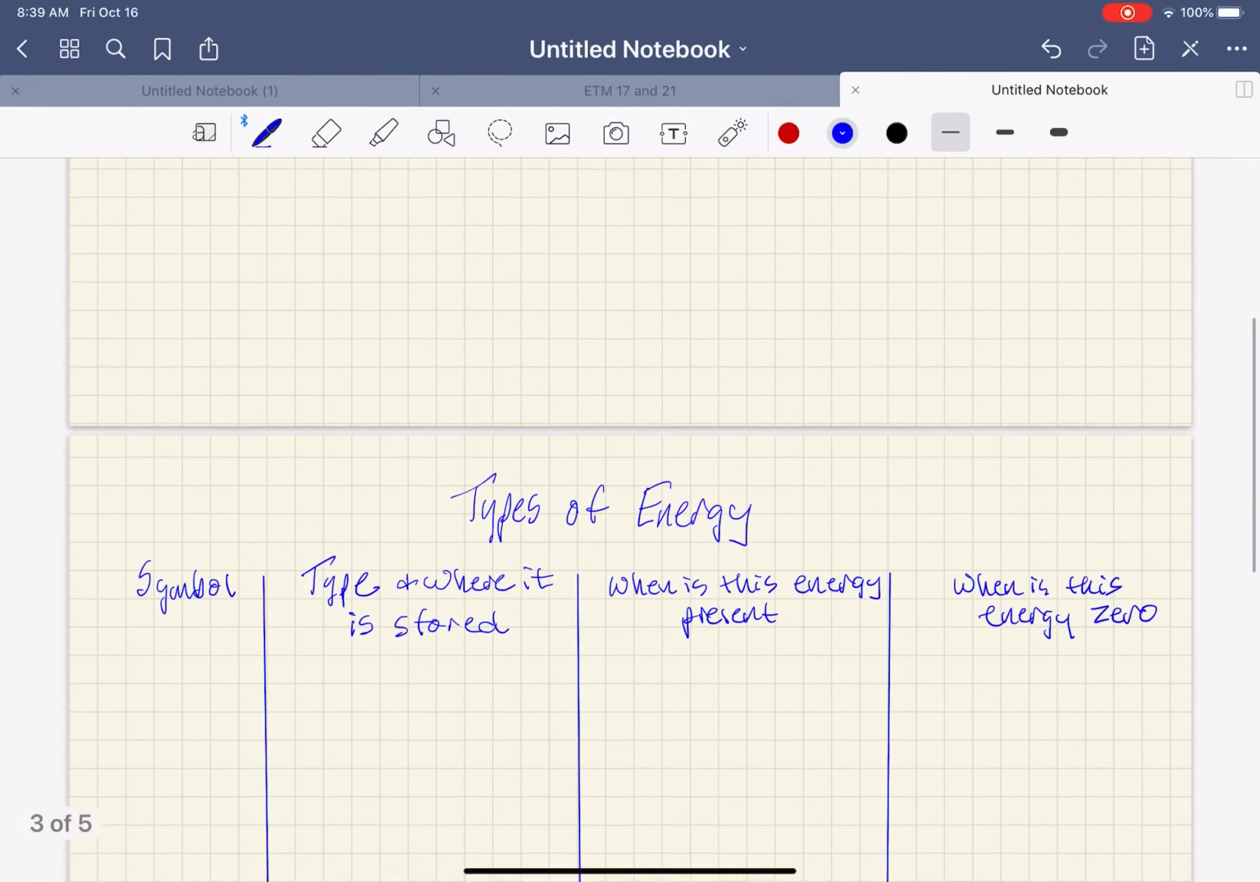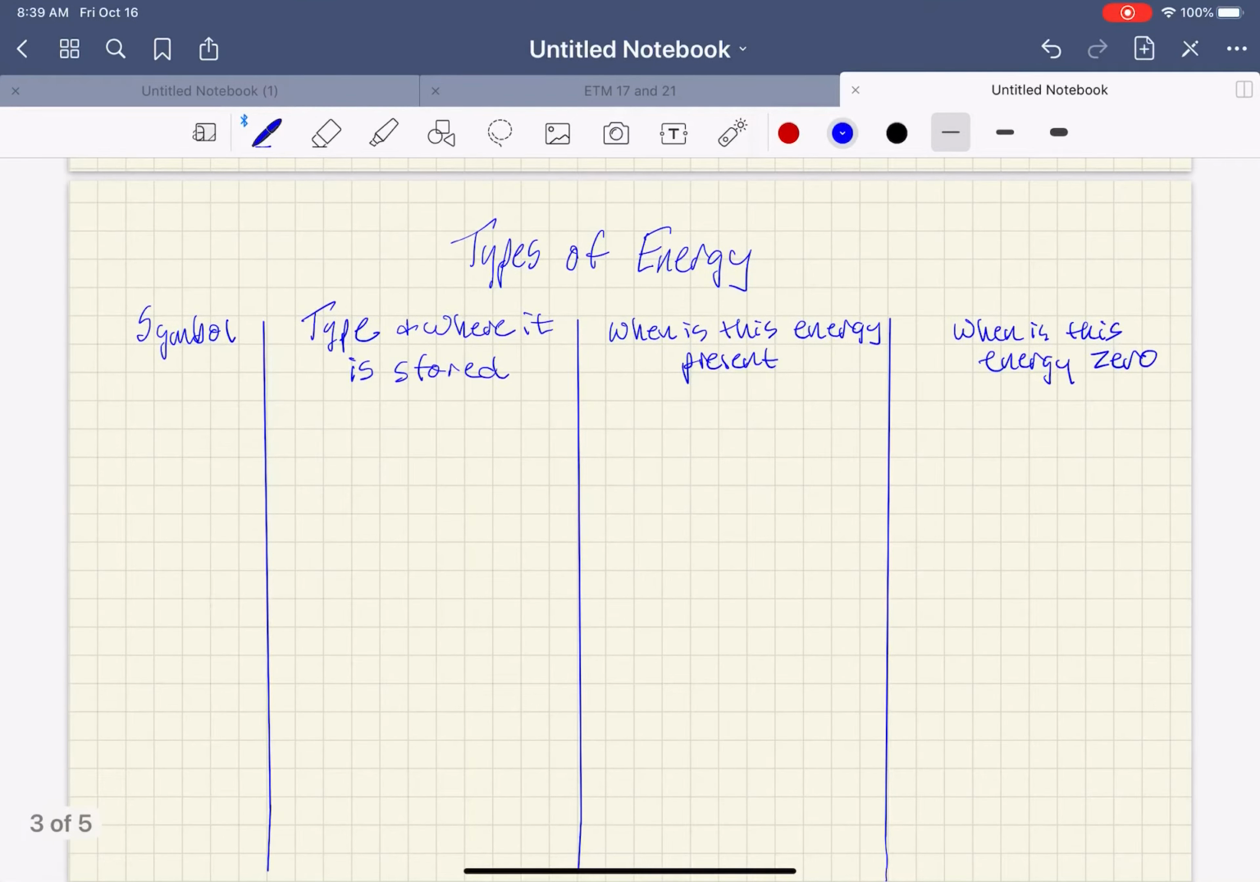So we're going to talk about different types of energy. Talk about the symbol, talk about the type and where it is stored. When is this energy present and when is this energy zero?